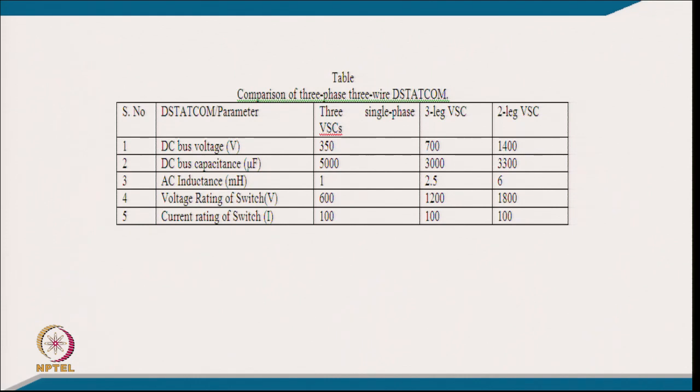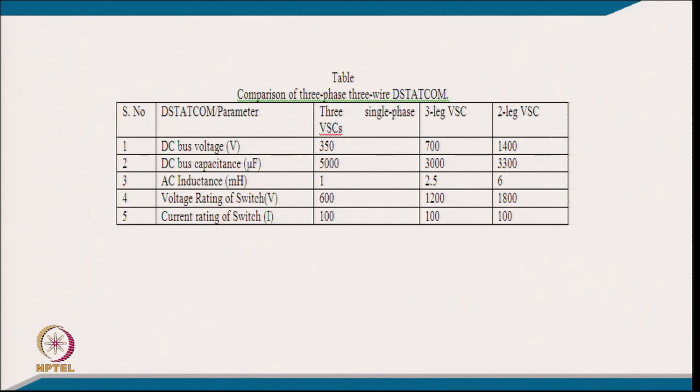for 2 leg VSC, because each half should be greater than the line voltage, it comes around 1400 volt. So, that is another drawback of your 2 leg VSC: the voltage rating is virtually almost double, and that typically affects the rating of the device also.